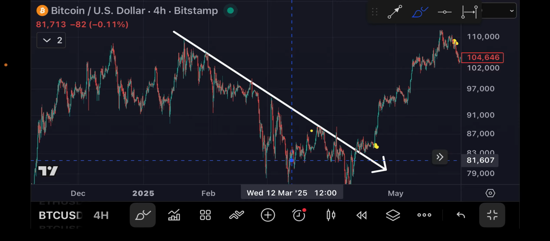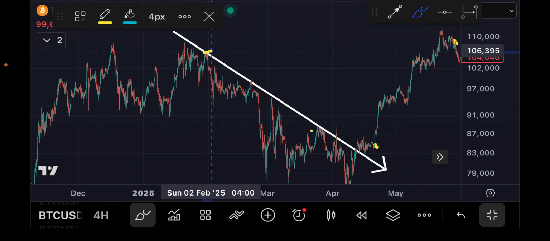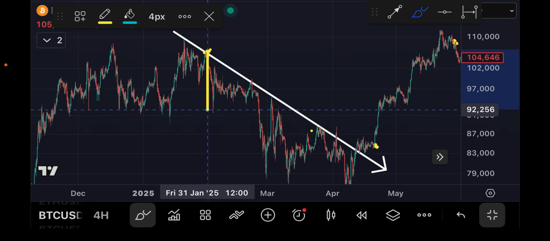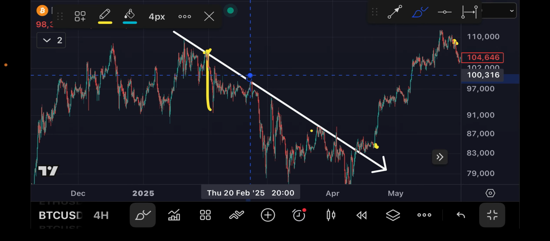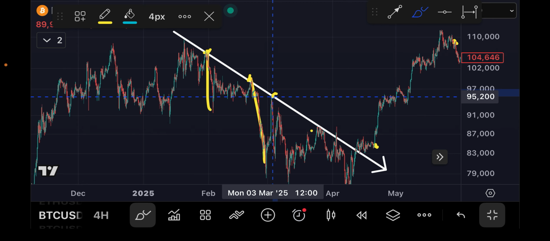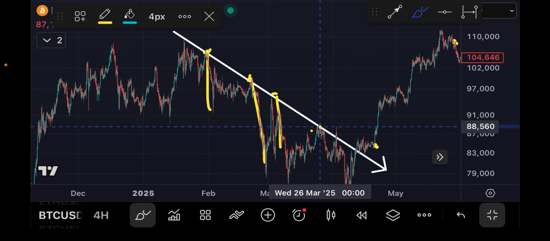So once we see that market get to that white line, we get in for sells on the way down. Every time we see the market get to the white line again, we get in for sells on the way down.